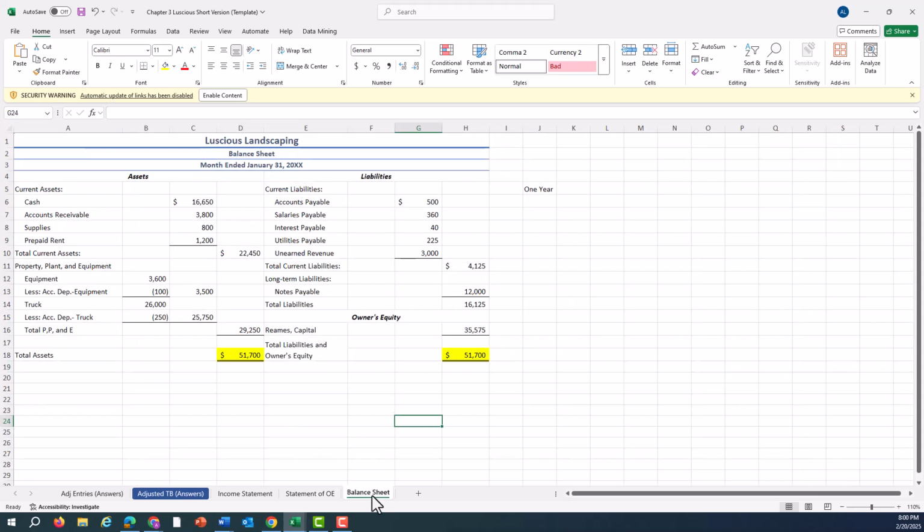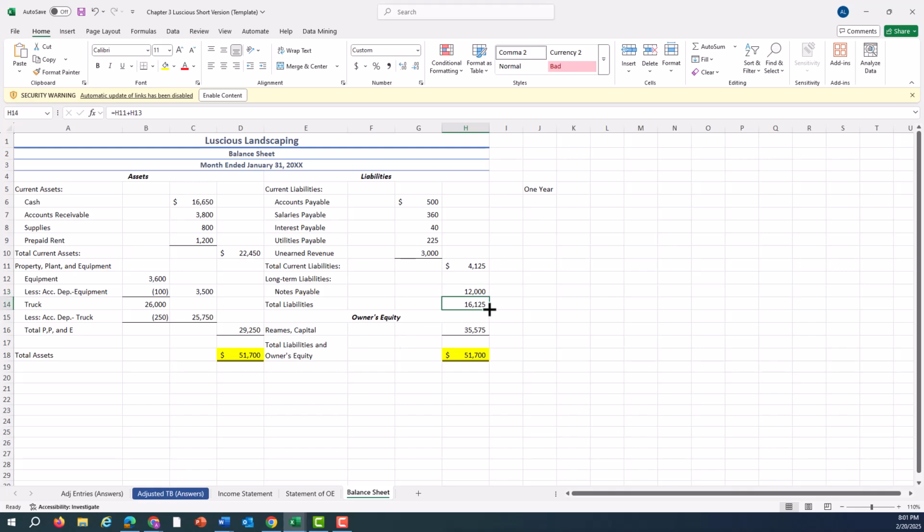And lastly, what do we own? What do we owe? And what are we worth? Well, we own $51,700 worth of stuff to do business with. We only owe a little over $4,000 worth of payments to somebody else. And in fact, one of those is unearned revenue. That's not even something you need to pay cash for. You just got to provide the service. We have very little debt that we're obligated to pay within the next year. We do have a long-term note, so we're in a little bit of debt right now.